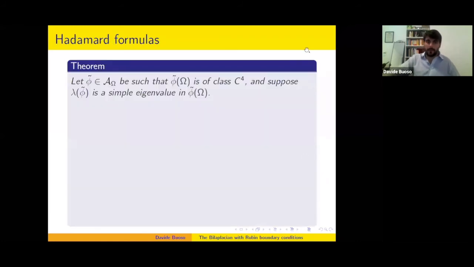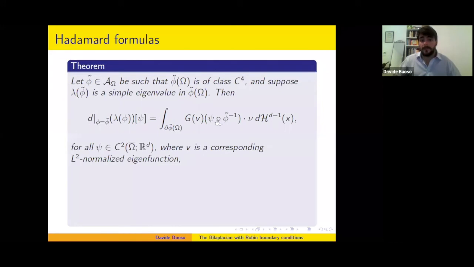And then we have this nice theorem which says that if we end up in a domain of class C4, and you take a simple eigenvalue on that domain, then the Hadamard derivative is of this form. So you have the integral on the boundary of some function concerning the eigenfunction v, which is L2 normalized now. Then the rest is essentially the classical term that you have in Hadamard derivatives.